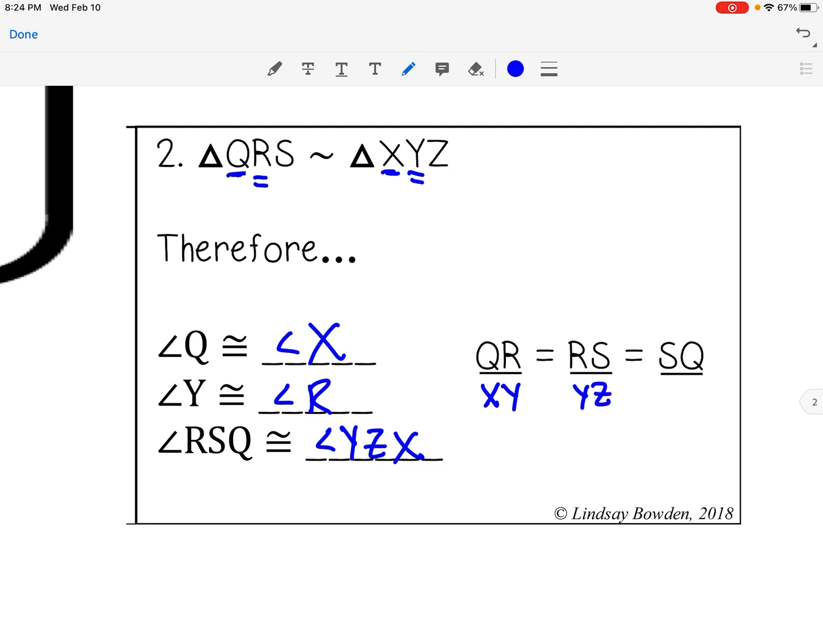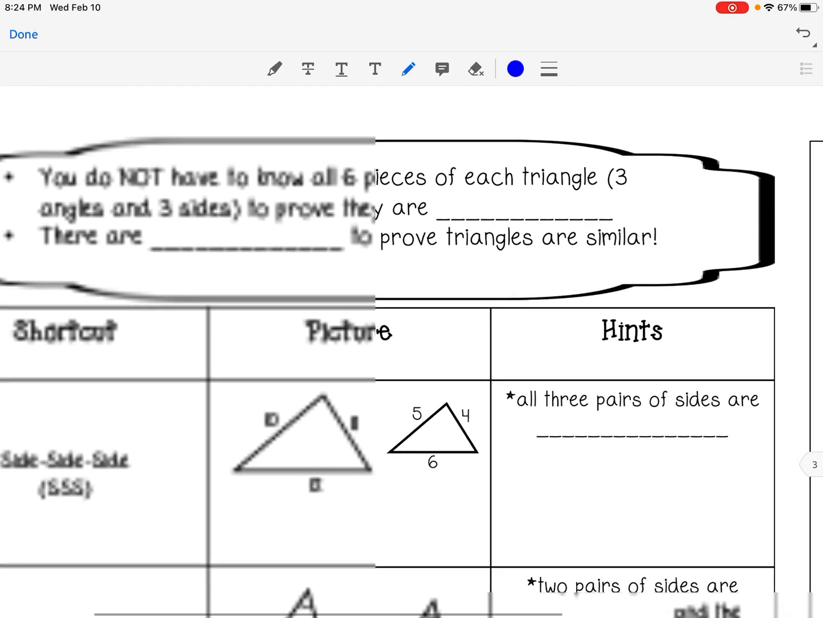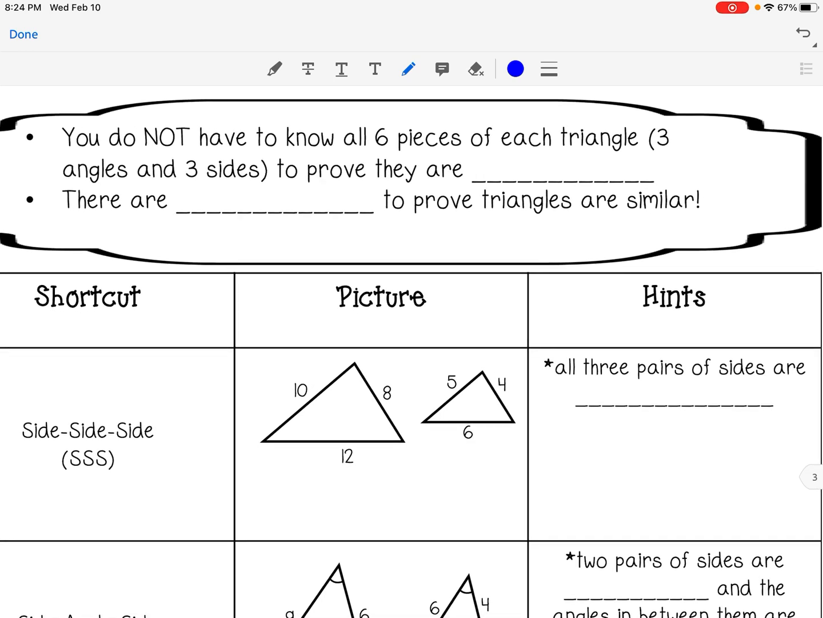RS is YZ. SQ is ZX. All right. Let's see if we can identify some similar triangles now.